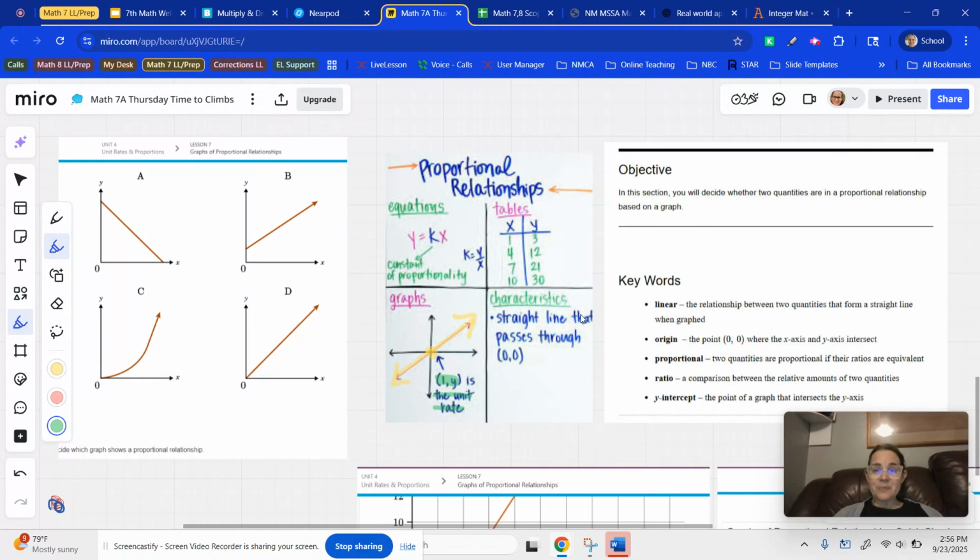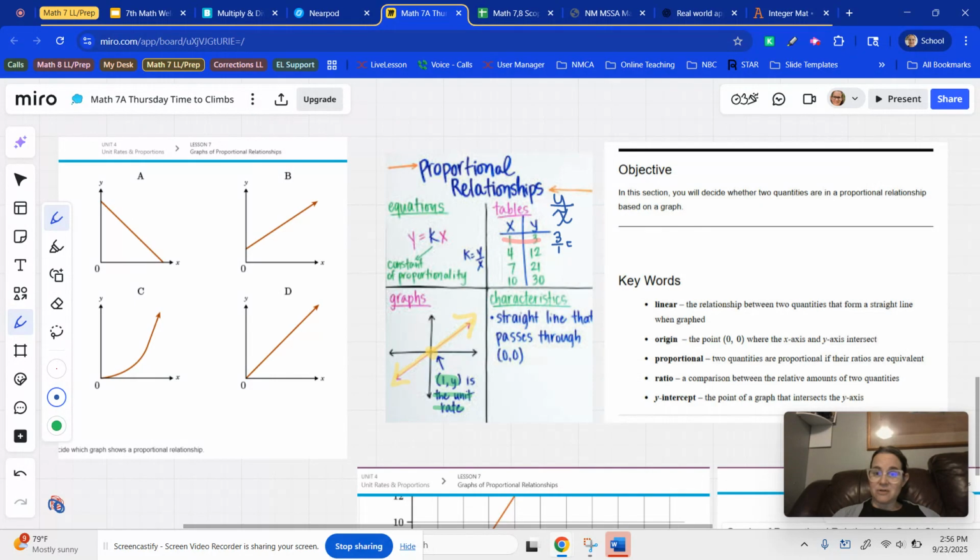Okay, when you're looking at a table, let me get a different color for that. Green on green is not so good there. Okay, so if you look at the table, you can find the unit rate where x is 1. And if you make fractions of y over x, they will always simplify to equal the unit rate.